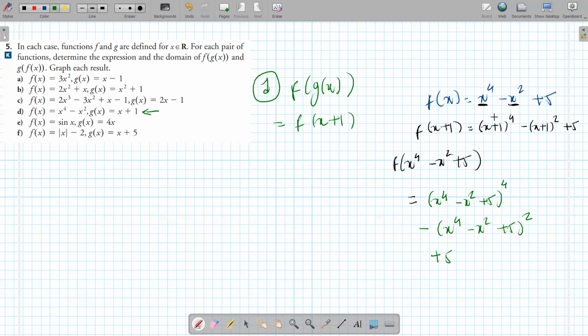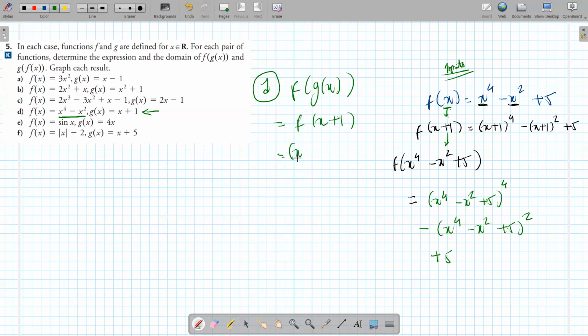Replace the x's with whatever's in this bracket, and this bracket can change. These are the inputs. The inputs are always going to change, but you just replace that x with what you have in the input. So using this idea, if f of x is x to the 4 minus x squared, what is f of x plus 1?